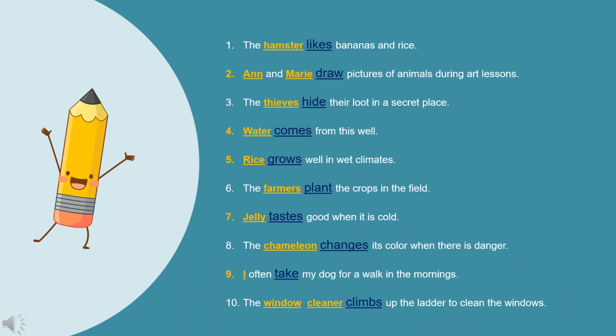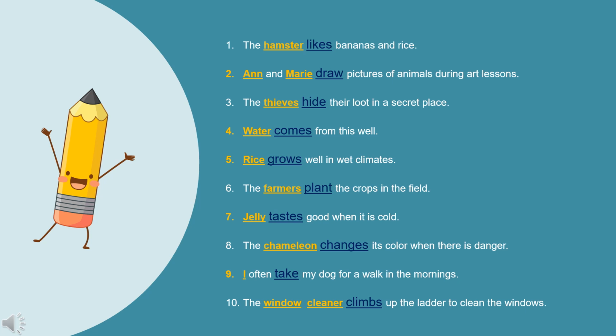That's it. Here is the solved version of your exercise. Look at it now. The hamster likes bananas and rice. Hamster is the singular subject, so S has been added with the verb. Anne and Mary draw pictures of animals during art lessons. Anne and Mary are the plural subjects. The thieves, plural subject again. The thieves hide their loot in a secret place. Water comes from this well. Water is a singular subject, so S has been added here.